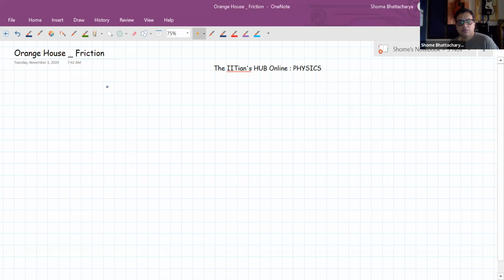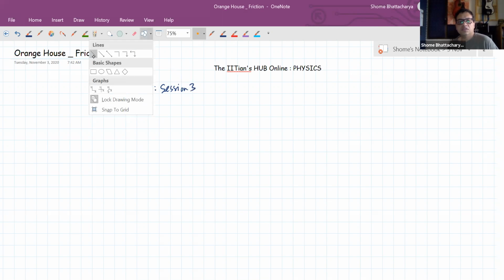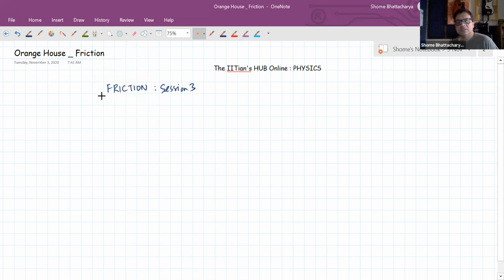Right, so this is going to be friction session number 3 for us. In the last session, we discussed a few questions about limiting friction, or the limiting condition on friction, and we ended up with the discussion about the two block problem, one of the simple cases of the two block problem. So we will take it forward from that point onwards today.